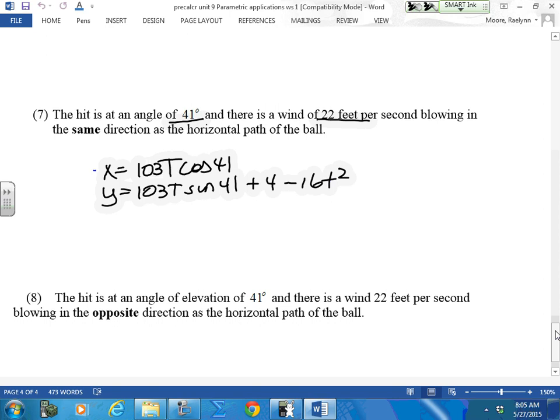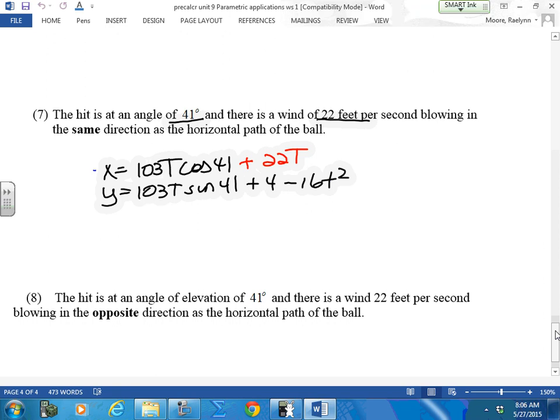Where do I put my 22 feet per second? In the X. X, not the sine, the cosine guy, because it's going to change a horizontal distance. So it's going to add to this. And you have to put the T, because it is a function of time. It's moving 22 feet per second, just like your velocity moved 103 feet per second. So because time is your parameter, it has to go with the time. You good with this? Mm-hmm.